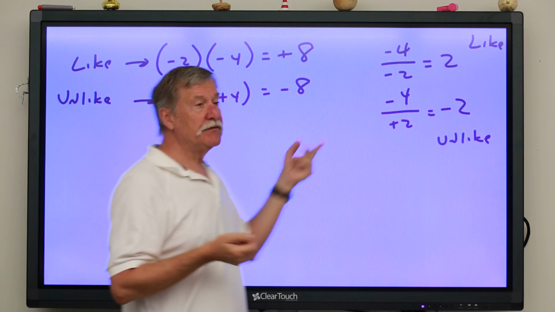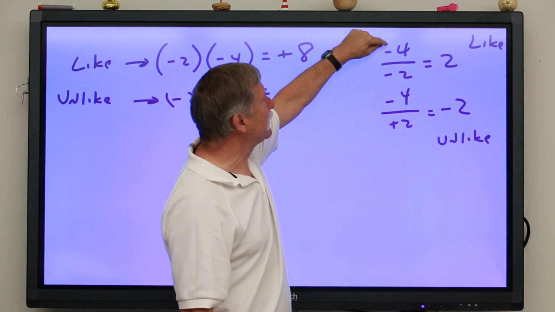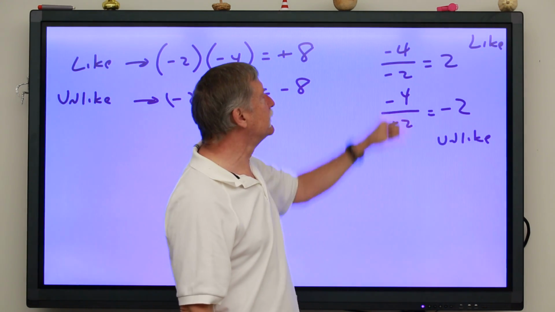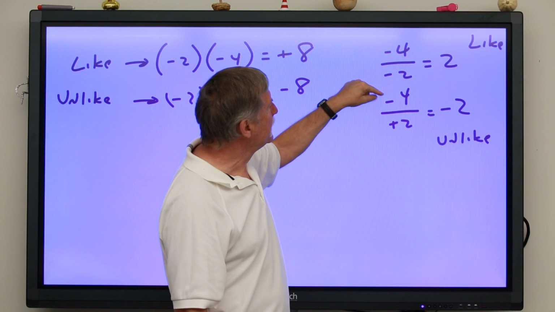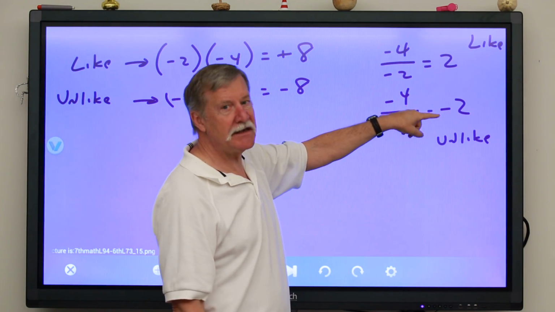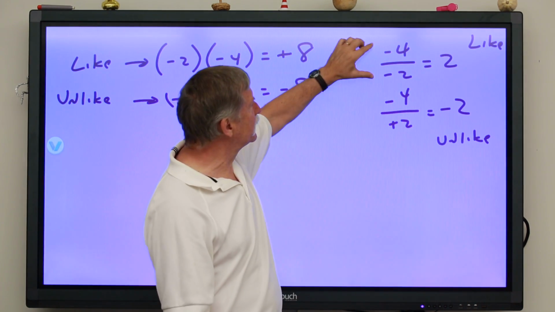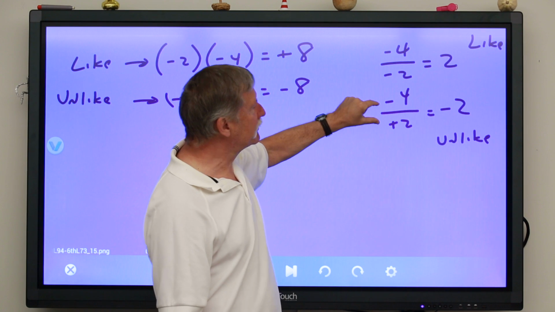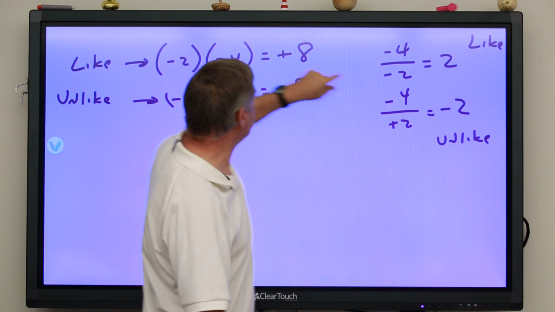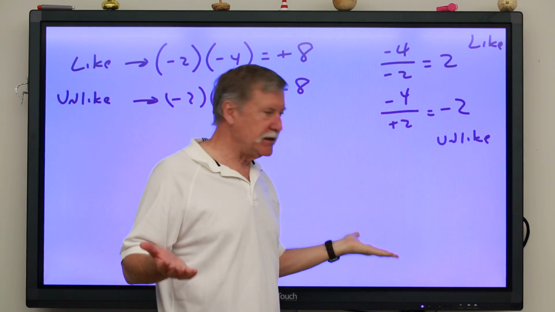Division, exactly the same thing applies. If it's the same signs, -4 divided by -2, the answer is positive 2. If the signs are different, -4 divided by +2, then the answer is negative 2. Very simple. Just pay attention to whether the signs are the same or whether the signs are different. If they're the same, the answer is positive. If the signs are different, the answer is negative.